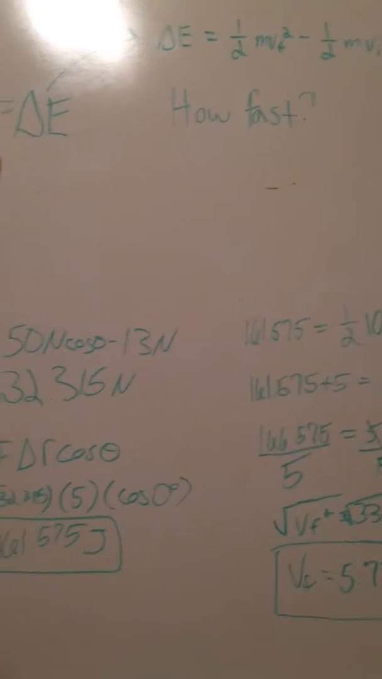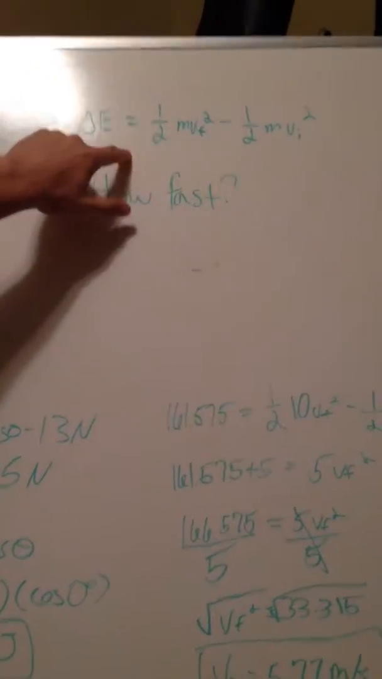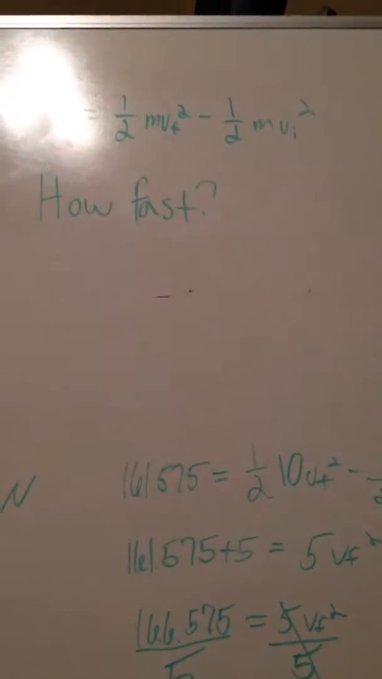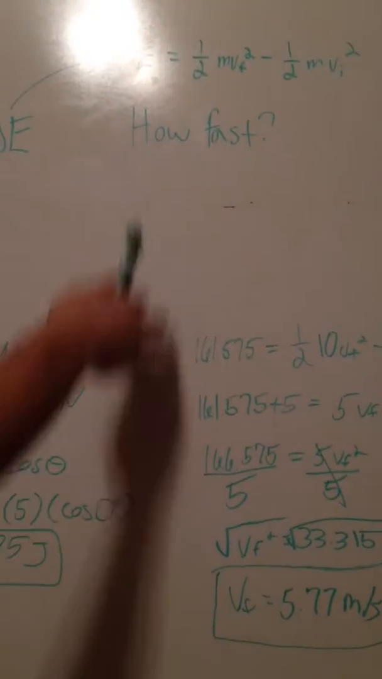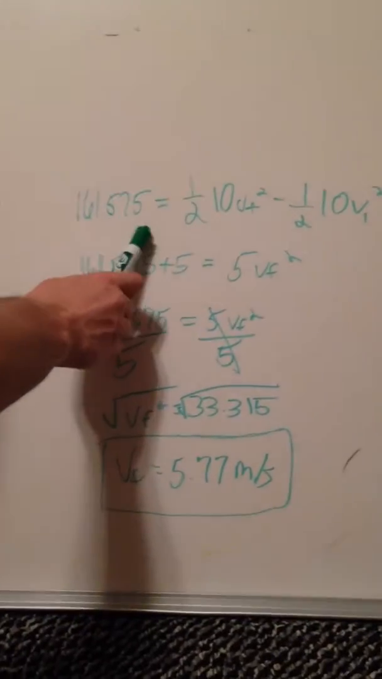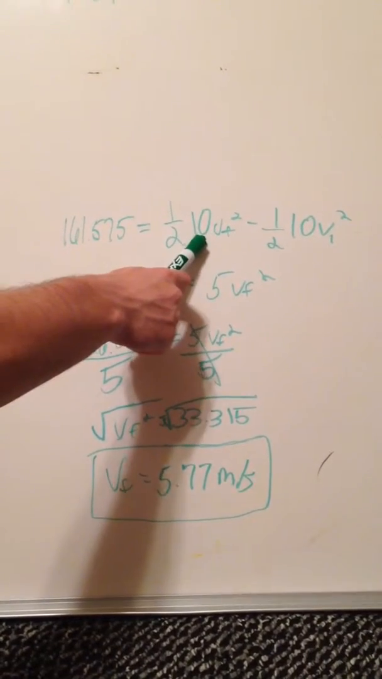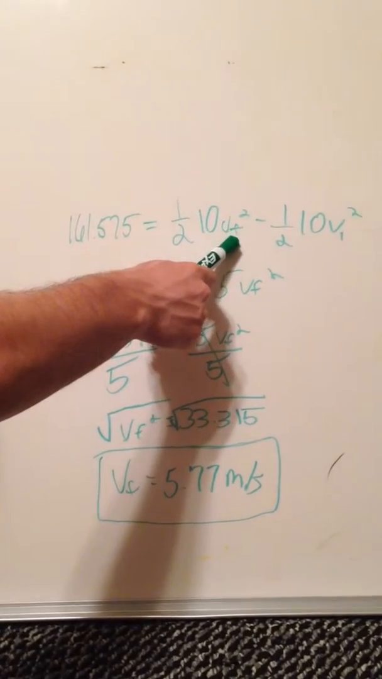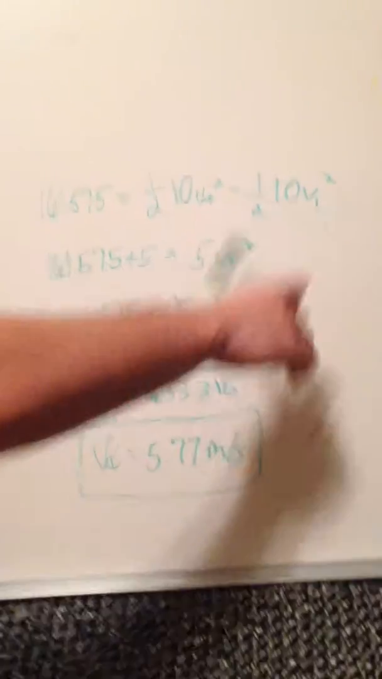Now we're going to use this equation. Work equals the change in energy, and we know that change in energy is 1/2 m v final squared minus 1/2 m v initial squared. The goal of this problem is to find how fast the box is moving after it has moved 5 meters. So plug in the work here: 161.575 equals 1/2 times 10, which is the mass, times the velocity final, which is what we're looking for, squared, minus 1/2 times 10 times v1 squared.